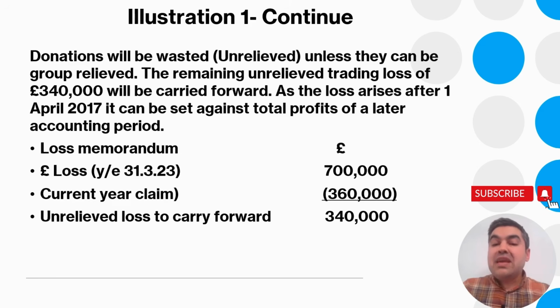The remaining unrelieved trading loss of 340,000 will be carried forward. So it means we use 360,000 worth of losses against the property income and chargeable gain. The remaining 340,000 still left with the business can be carried forward and set against future profitability of Sasan Limited. So it's very simple.